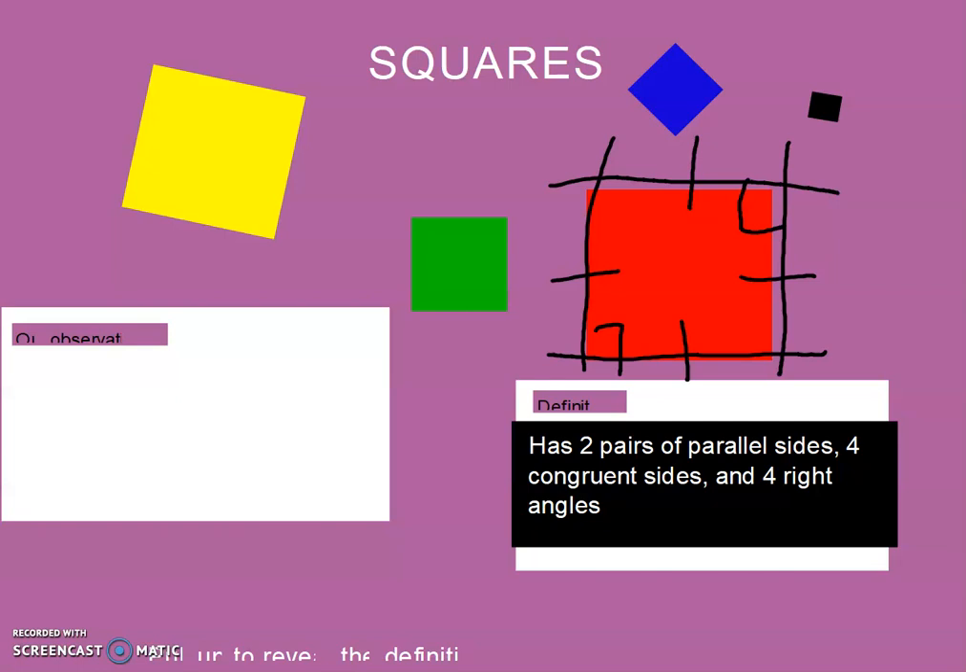So the video did cut me off, so I wanted to finish talking about squares. Squares are very special because they have to have two pairs of parallel sides, just like a parallelogram, four congruent sides like a rhombus, and four right angles like a rectangle. So we can call a square a polygon, a quadrilateral, a parallelogram, a rhombus, a rectangle, and a square. So squares actually have 6 names.